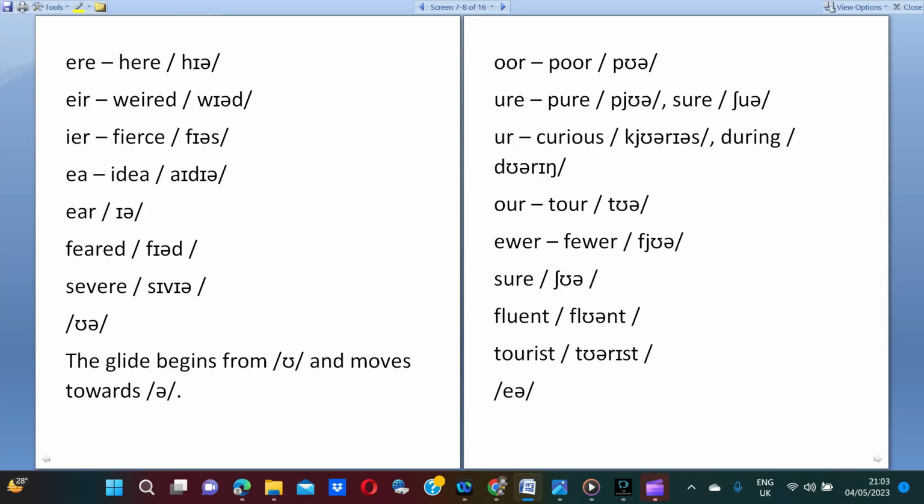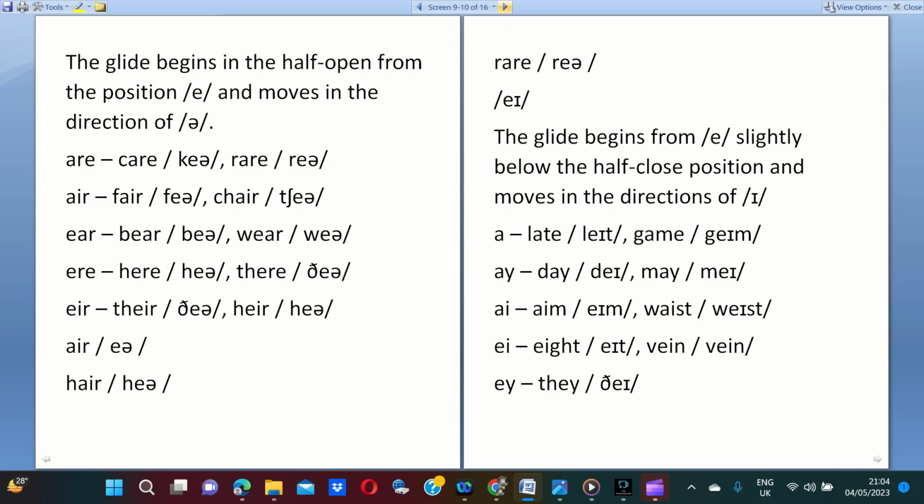Here, a sound. The glide happens from the front position to the central position. Unrounded only. Next, a sound. Here, gliding happens from the front position to the front position. Across all the diphthongs, our mouth is in a half closed or half open position. Here, see the graphemes. Whenever you see these graphemes, you need to utter this sound.